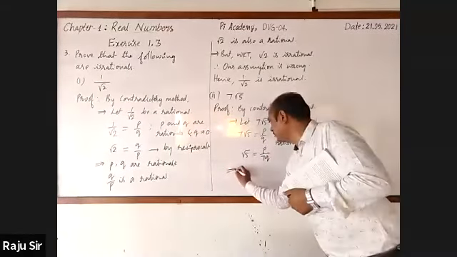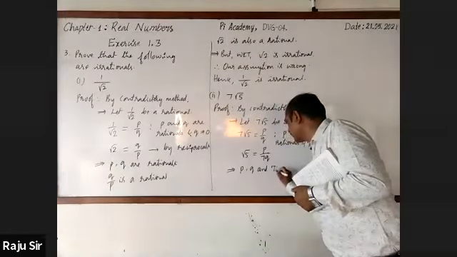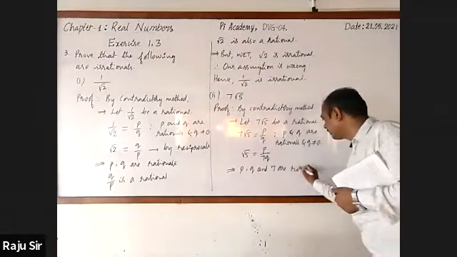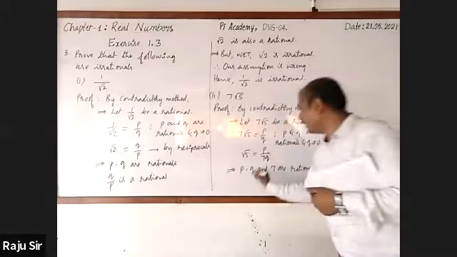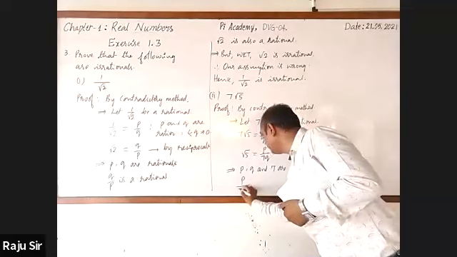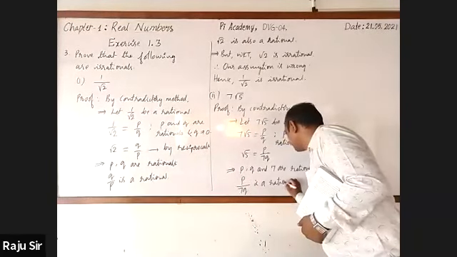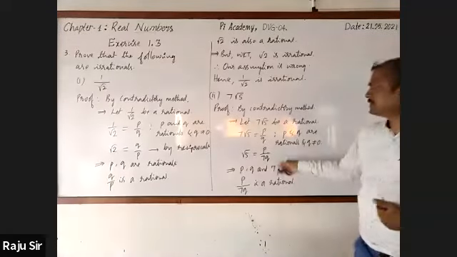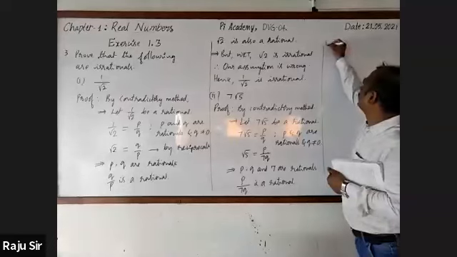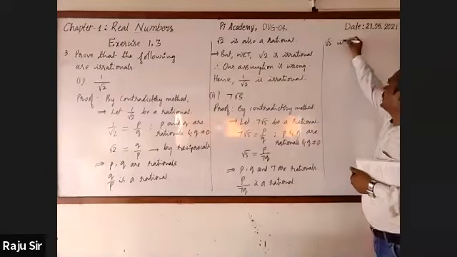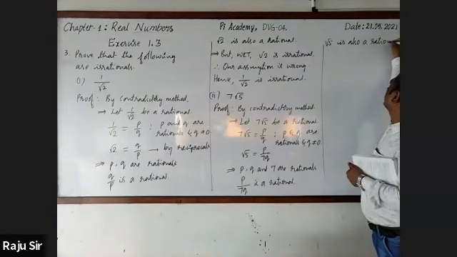Let's put the implies symbol. We know that p, q, and 7 are rationals. If they are rationals, we can write p by 7q is a rational. And this rational is equal to root 5. Therefore, root 5 will also be a rational.